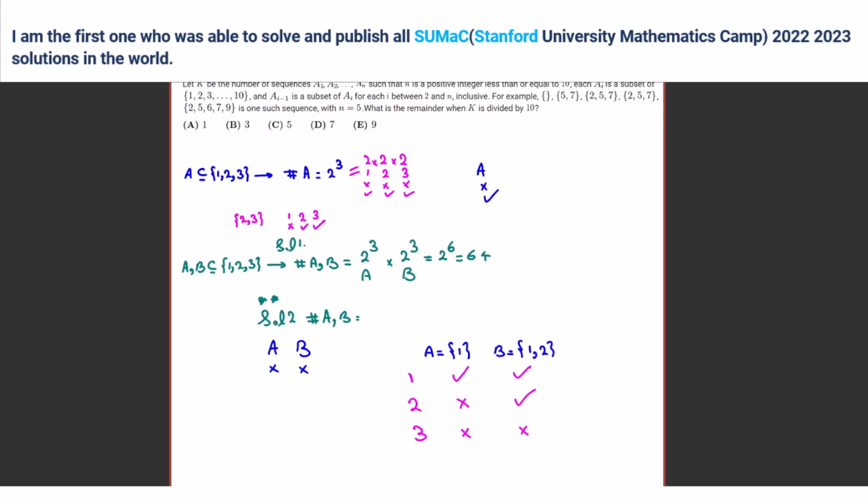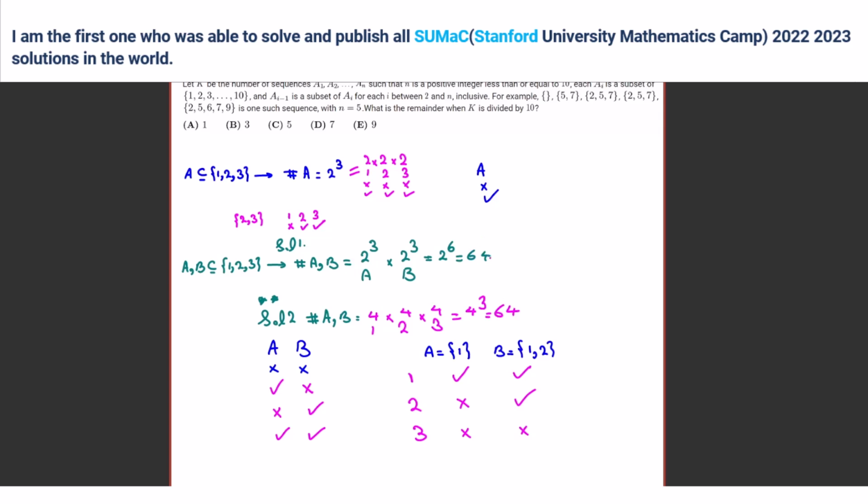Now for each element, how many ways are there for going to A and B? I said cross-cross. What else? Each element can be in none of them, or only in A, or only in B, or in both. So each element has how many cases for going to A and B? 4. So element 1 has 4 cases, element 2 has 4 cases, element 3 has 4 cases, which is 4 cubed, 64. Exactly again 64.